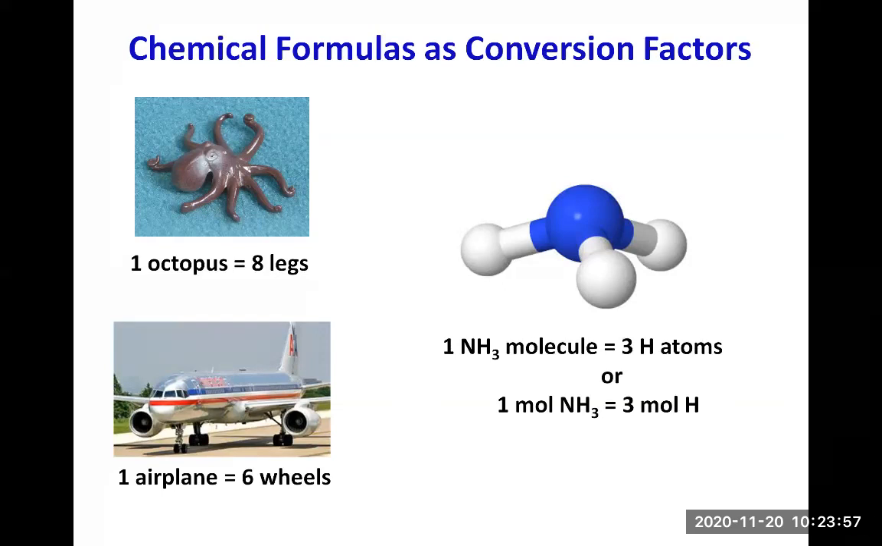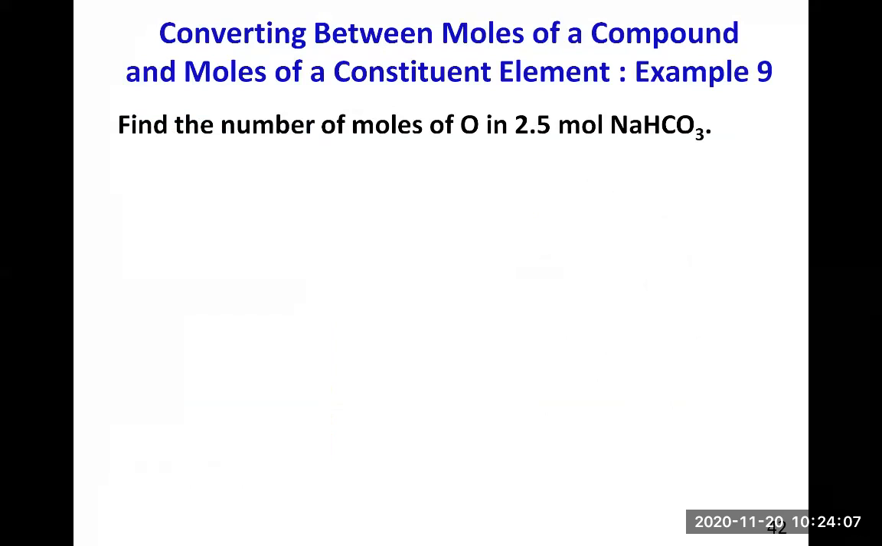And because in chemistry, talking about just single molecules doesn't make sense, we usually need to use the units of moles. So let's see how we convert between moles of a compound and moles of a constituent element, so an element that is part of that compound. For example, find the number of moles of oxygen in 2.5 moles of NaHCO3.